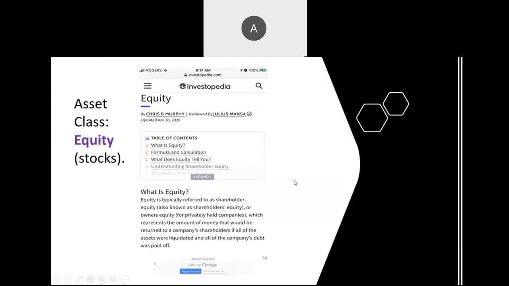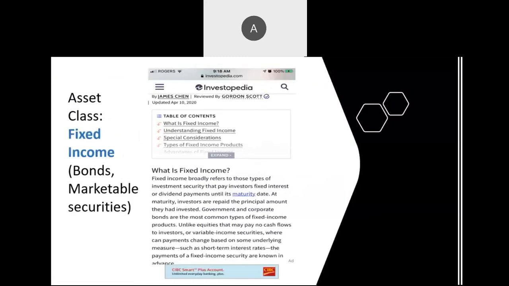We look at different classes of assets. Equity is one. That's stocks. If you own stocks in a corporation, you own part of the corporation, a little piece of it. You have equity in the company. Fixed income. We talked about bonds.